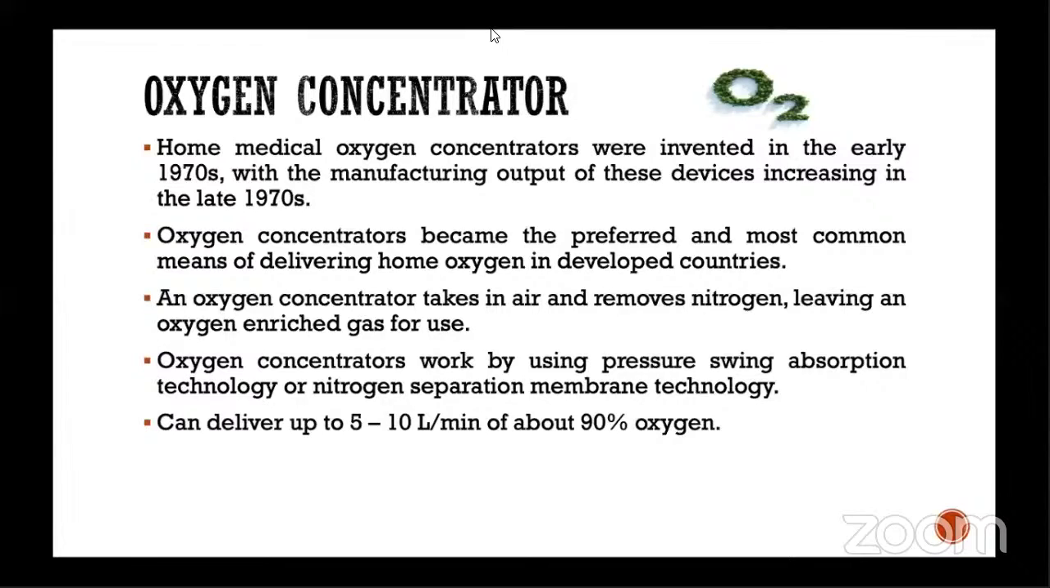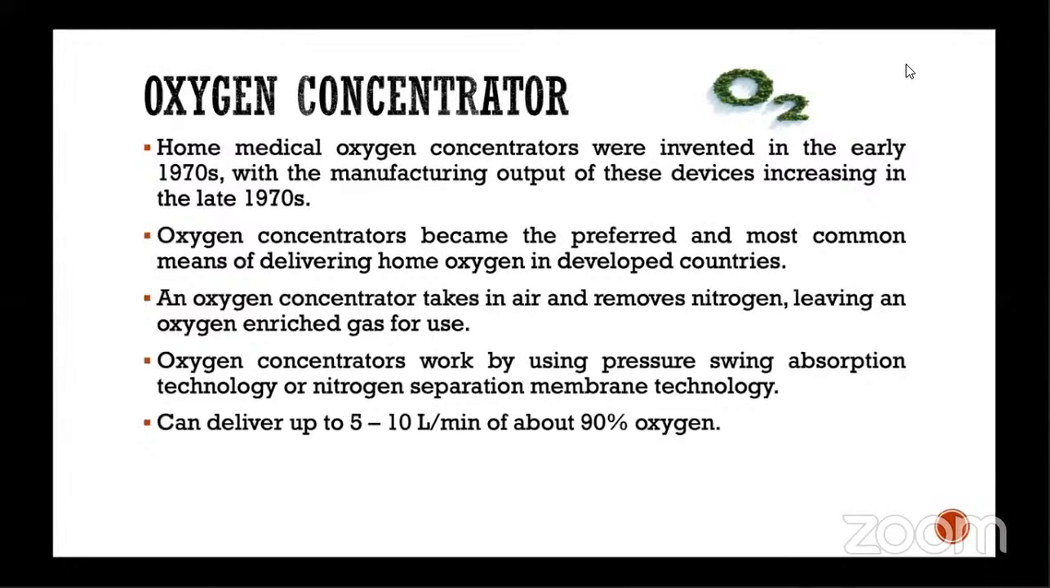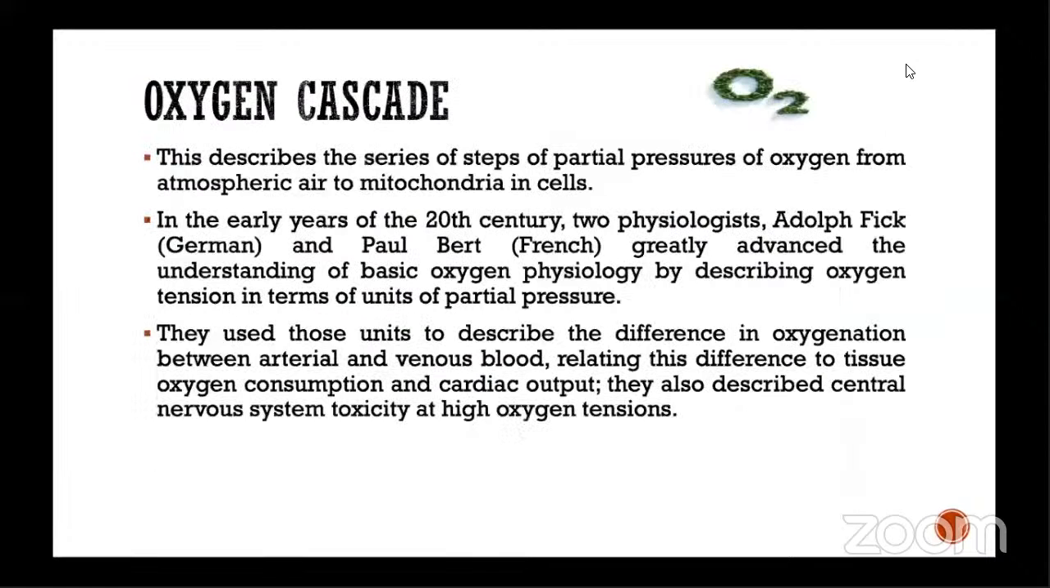How does it do that? It uses two different technologies. One is pressure swing adsorption technology, or it can also use nitrogen separation membrane technology. As a result, it can concentrate as much as 90% oxygen, which can be delivered at the rate of 5 to 10 liters per minute. Now, this is a conventional oxygen concentrator, and on the right-hand side is a modern oxygen concentrator. It's now portable and battery adapted, so the patient can move around with it in his or her handbag while receiving the oxygen.